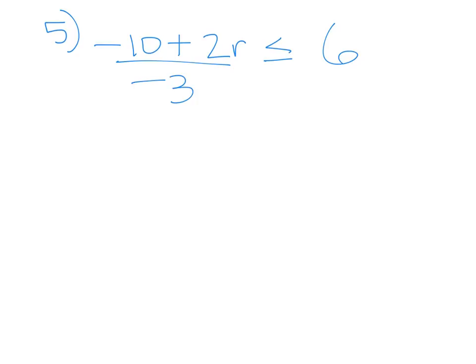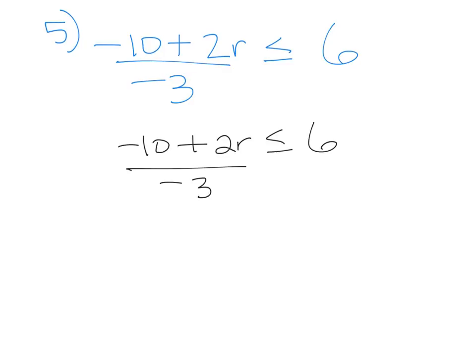Okay, here's problem number 5. -10 plus 2r all divided by -3 is less than or equal to 6. Go ahead and try this and see what you come up with. I will give you a hint that the first step involves multiplication. So if the sub can please pause the video now so that the students can work it out. When they're ready, you can start the video again.